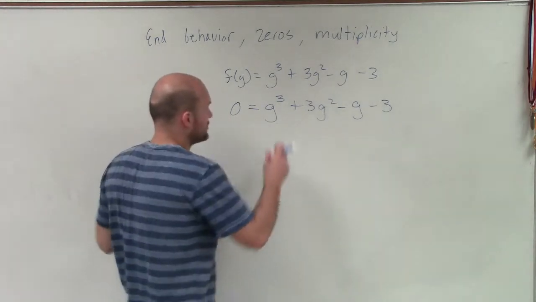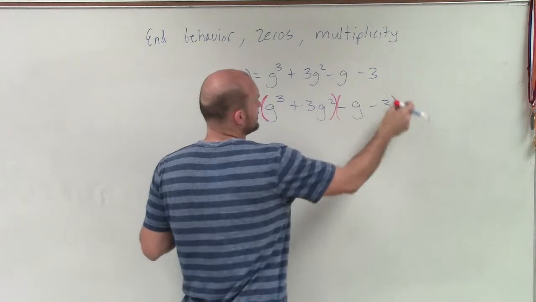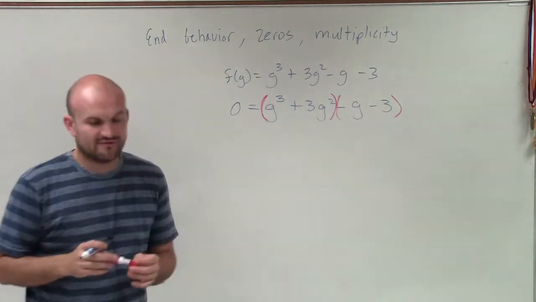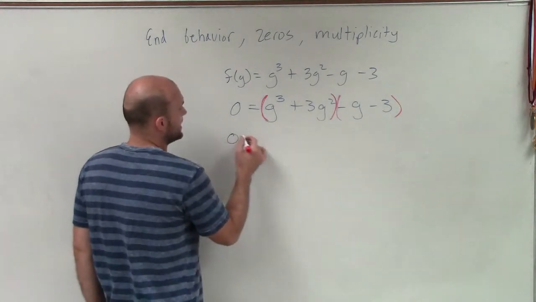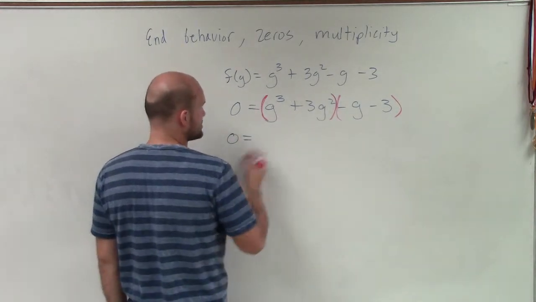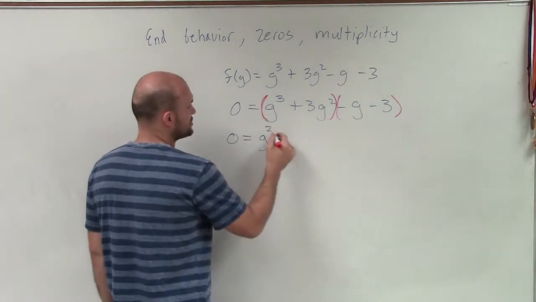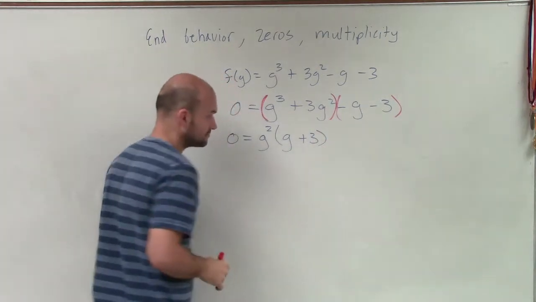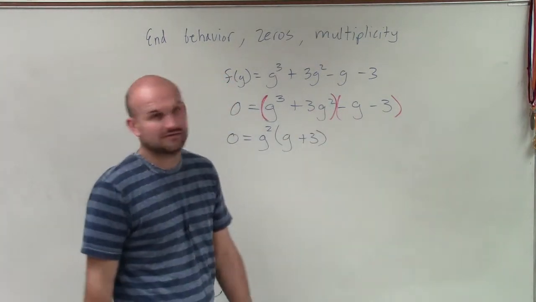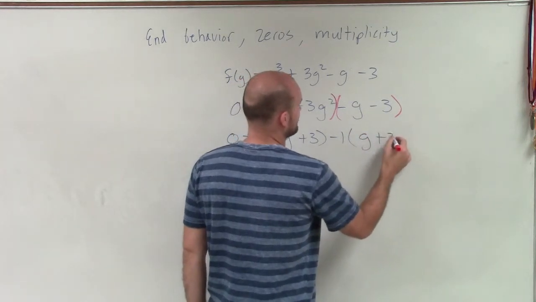When factoring by grouping, we group the first 2 terms and we group the last 2 terms. Then we factor out the GCF on each of those 2 groups. So by doing that, I get 0 equals, and I look at g cubed and 3g squared. I determine that I can factor out a g squared, which leaves me with g plus 3. Then for the negative g and negative 3, I can factor out a negative 1, and that's going to leave me with g plus 3.